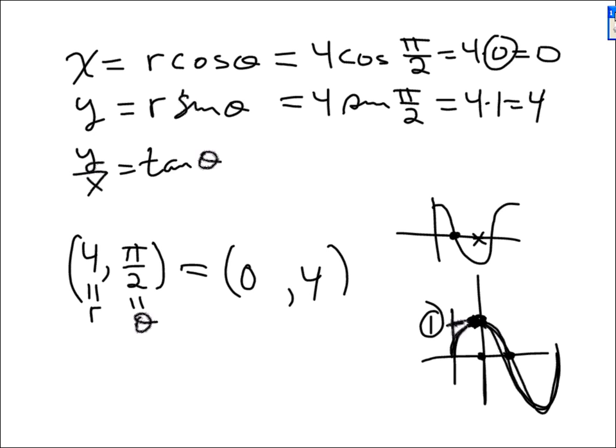Okay, let's try another one. X is just r times the cosine of the angle, and y is r times the sine of the angle. And if you ever calculate it, it's very straightforward.